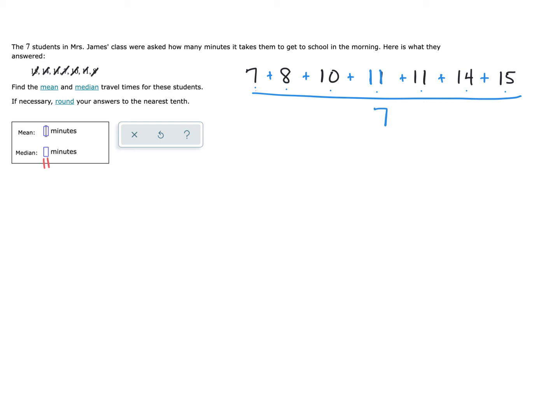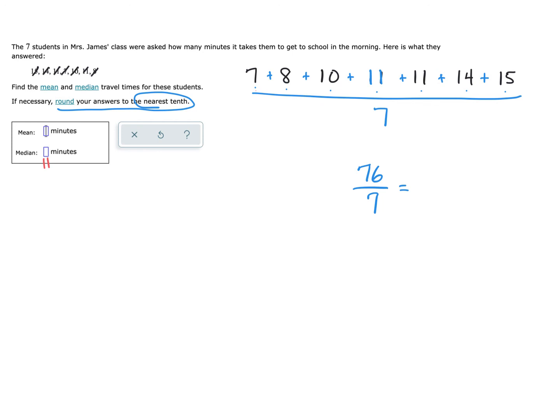We have 15, 25, 36, 47, 61, 76. So this would be 76 divided by 7. And then you'll see that you round your answer to the nearest tenth. So whatever that answer is, let's check our calculator real quick. 76 divided by 7 is 10.857.